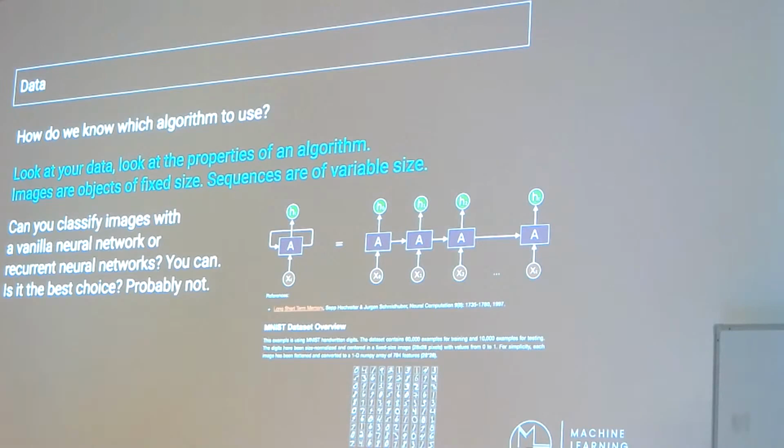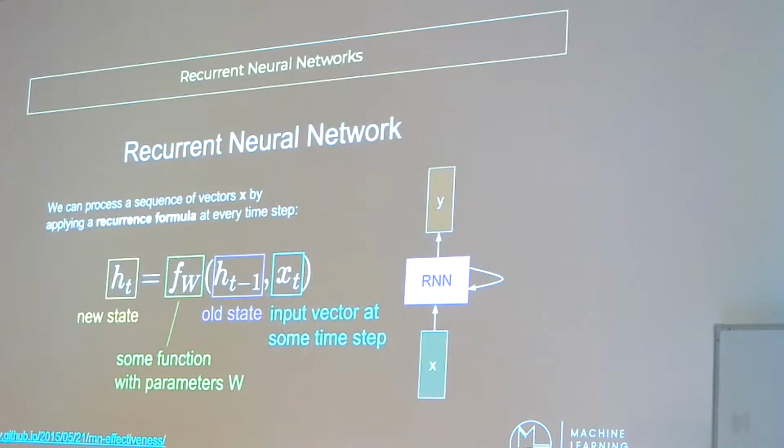Now the question is, can you classify images with a vanilla neural network or a recurrent neural network? Yes, you can. Is it the best choice? Maybe not. But in theory you can. So I added somewhere a link, I think, where you can classify MNIST with a vanilla neural network. And I'm running out of time, so we're not going to focus on RNNs today. If someone is interested in RNNs, we're going to later talk about what you would need for your task, and so on.